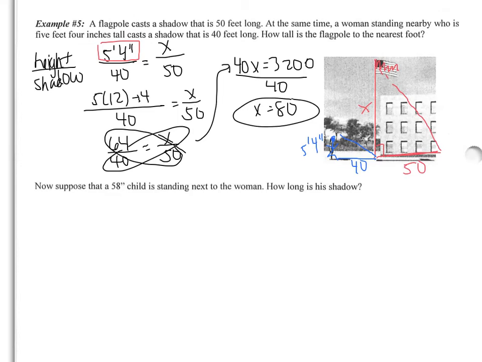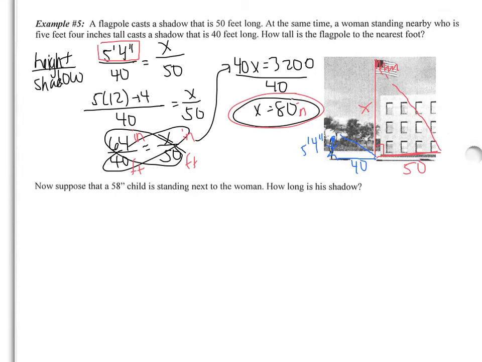Okay, now what are the units? Well, if I look back, this was 64 inches, 40 feet, 50 feet. So this is going to be in inches. So this is 80 inches. Does that make sense? Well, the woman's height was 64 inches, and she had a 40-foot shadow. The flagpole has a longer shadow. It's 50 feet, that is. Therefore, it should have a taller height. So the flagpole is 80 inches tall.